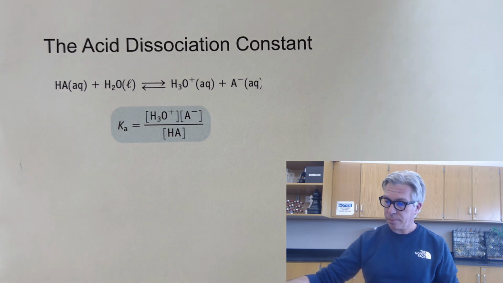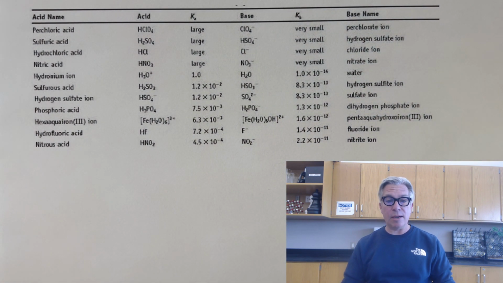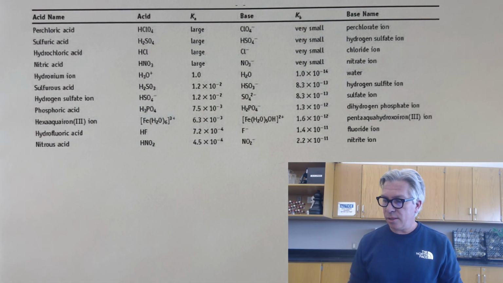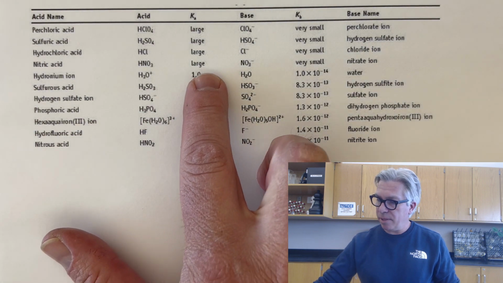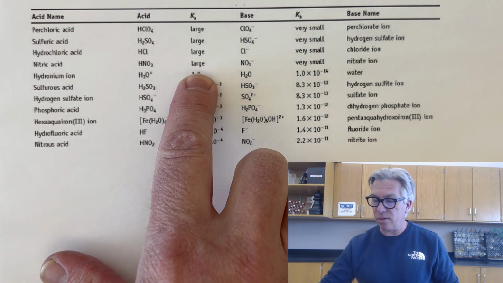version of it. I'm including here a table of some acids. You're probably going to get one in your class as well. You can find them all over the internet if you want to. And this is just a portion of one of the tables that I have. And I wanted to show it because up here we have 4 of the strong acids listed there, and their Ka values are very large.